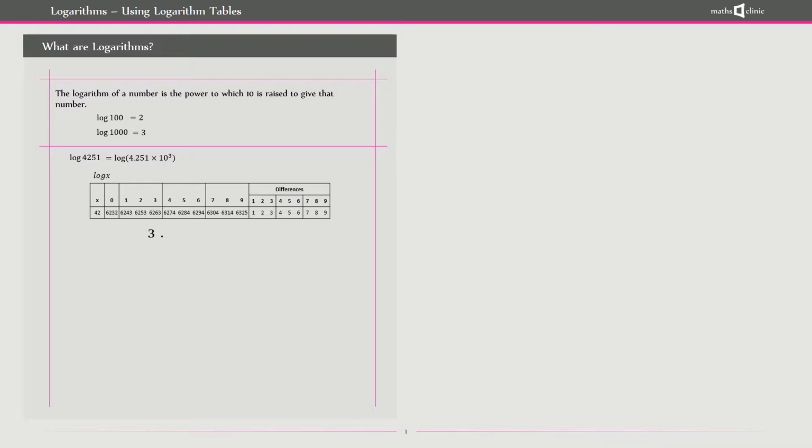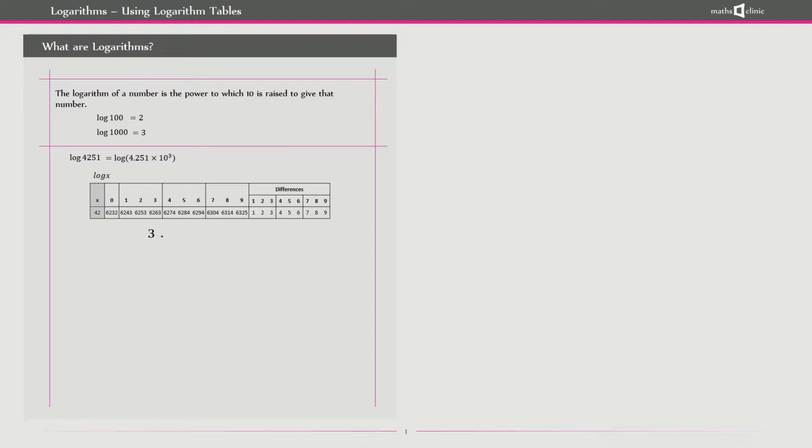Now, to find the log of 4251, this is how you read it. 4251 is the number. You say 42 under 5, difference 1. So the first thing we do is we have x, and then we look for 42.